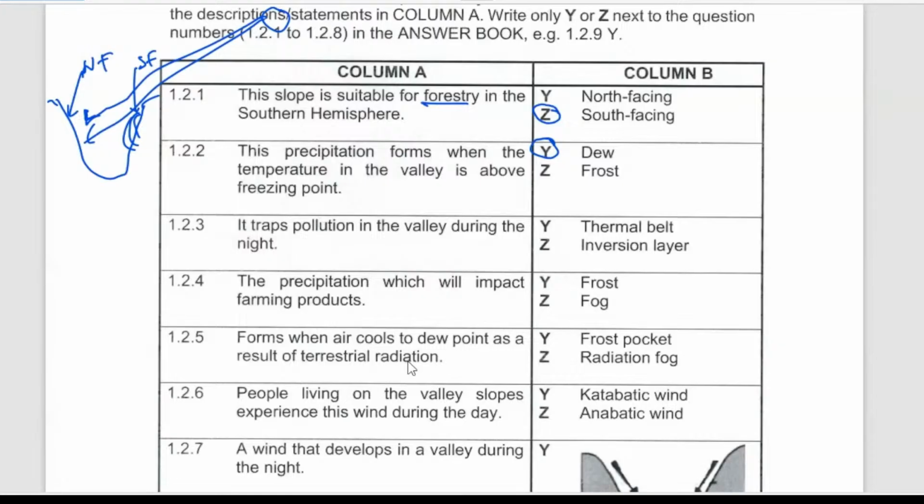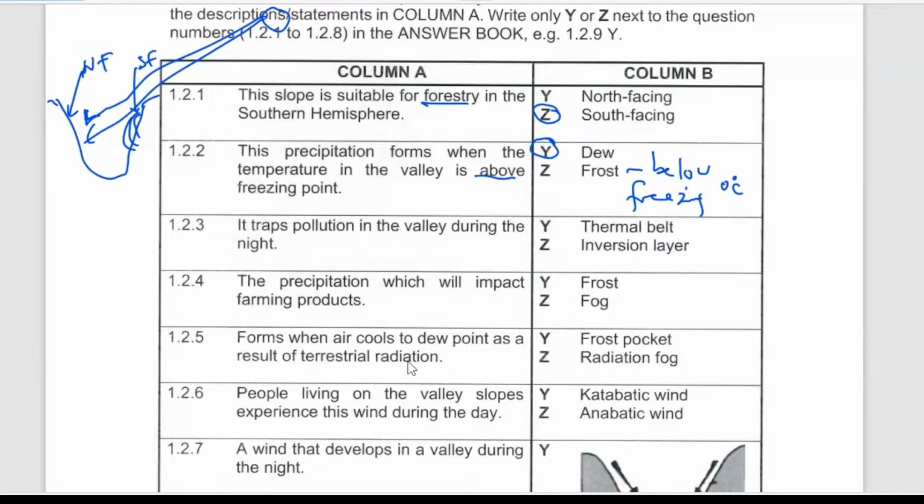But frost happens when the temperature is below freezing point. If temperatures go below 0 degrees Celsius, ultimately we are going to have a frost situation. But here is above, it means our correct response is dew. Right, number 1, 2, 3.